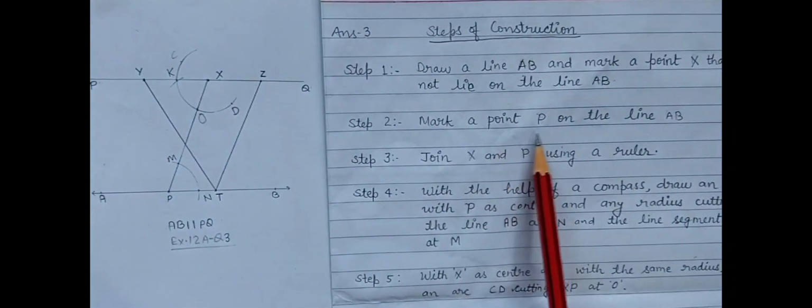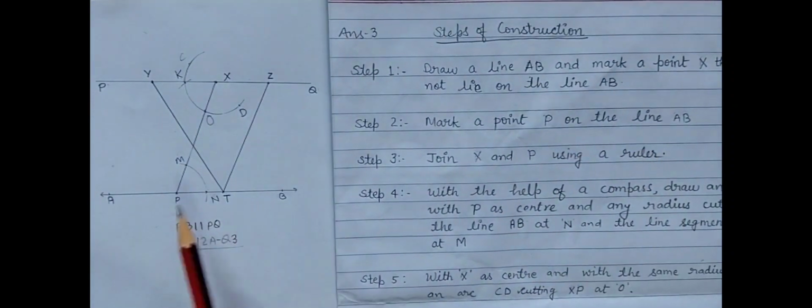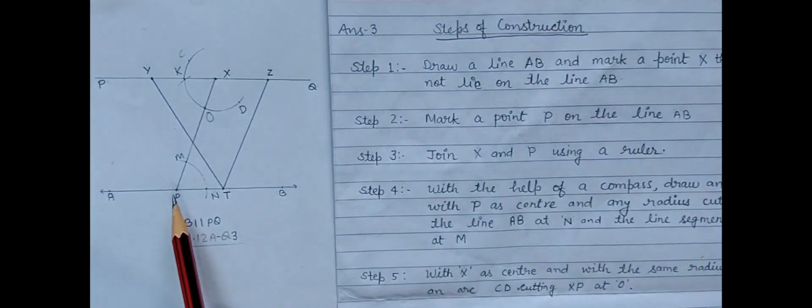After that, mark a point P on the line AB. So you have to mark a point P on line AB. This is the same as the first question.